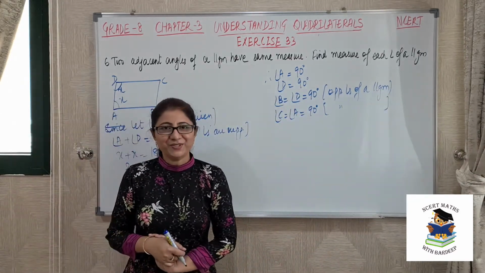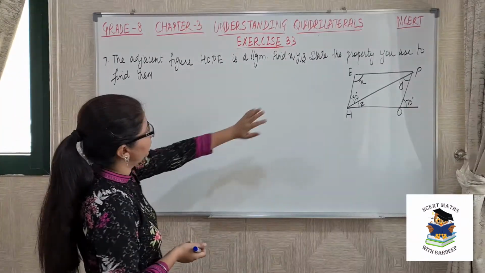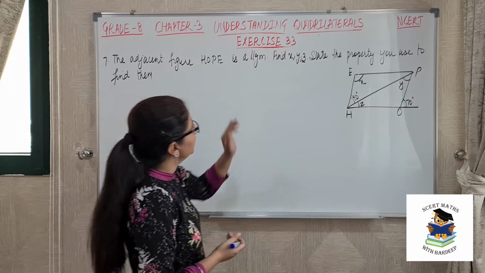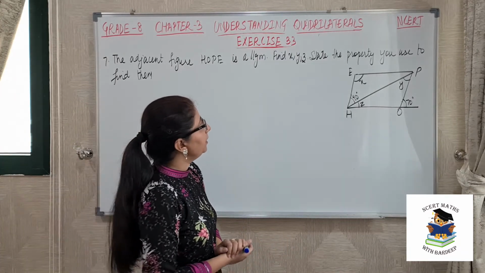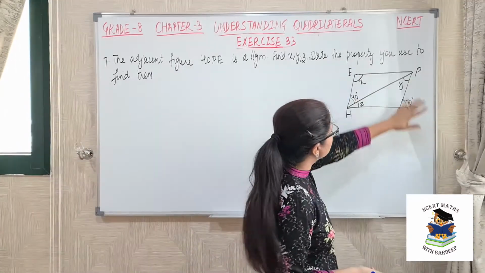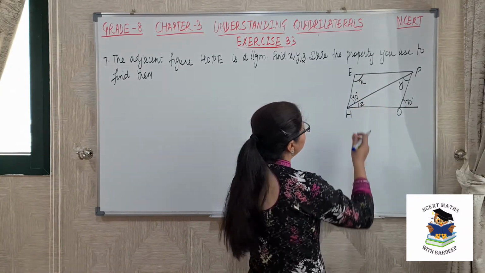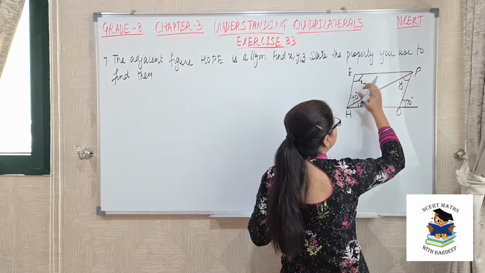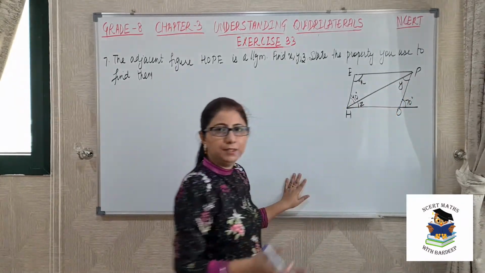Now let's see the next one. Our seventh question is, the adjacent figure, which is given, is a parallelogram. Find the values of x, y, z. State the property you use to find them. So let's understand this. This is a parallelogram, and x, y and z we should find. Here you can see this side is parallel to this, so y is equal to 40 degrees because of alternate interior angles.